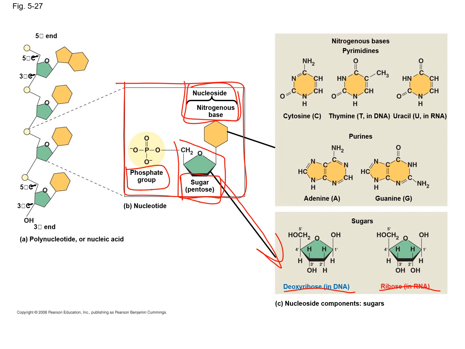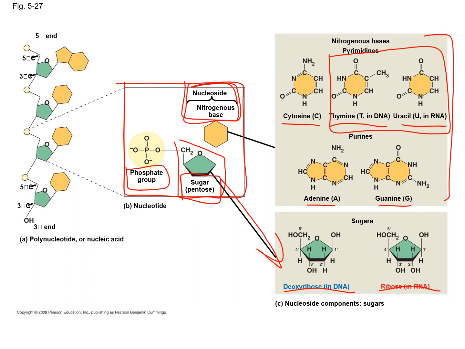As for the nitrogenous bases, there are 5 different types. So there is adenine, guanine, cytosine, and then the last two, thymine and uracil. Thymine is only found in DNA, and uracil is only found in RNA. And the different nitrogenous bases are grouped into different types. The purines are adenine and guanine. The pyrimidines are cytosine, thymine, and uracil.